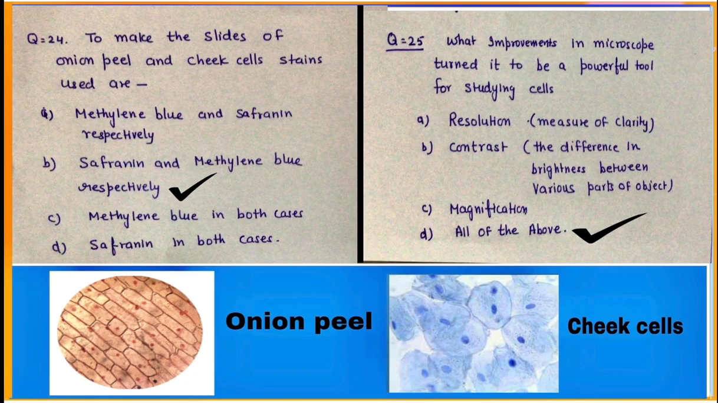Question number 25. What improvements in microscope turned it to be a powerful tool for studying cells? Improvement in resolution, contrast and magnification. इन तीनों में इम्प्रूवमेंट के कारण ही माइक्रोस्कोप एक पावरफुल टूल बन सका ताकि हम सेल्स को अच्छे से स्टडी कर सके. So here correct choice is D, all of the above.